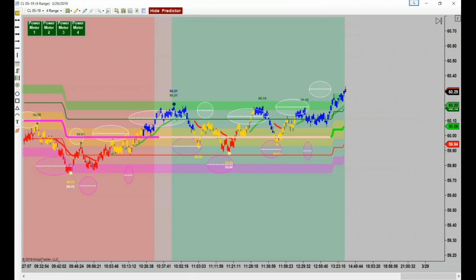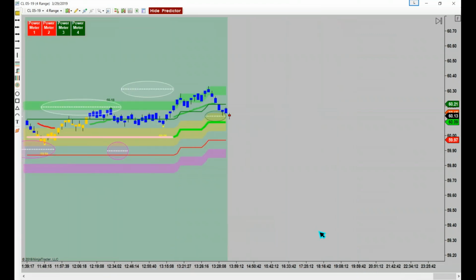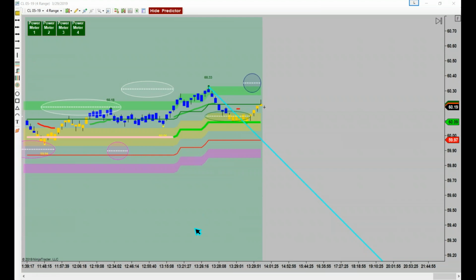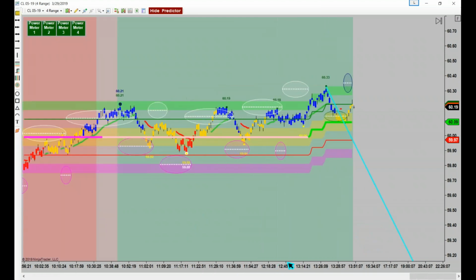See if we can get a pullback at all. There's our pullback. All right, now what are we looking for? Anybody? Trend line. Let's see if it works. In. There you go. Got you a scalp. Everybody see how cool that can work?